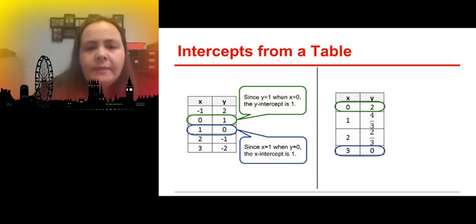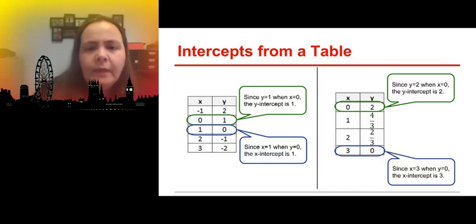Now, when we look at the next table, we're going to locate where our zeros occur. So the green circle is showing us when x equals 0, and the blue circle is showing us when y equals 0. And when x equals 0, y equals 2, so the y-intercept is 2. And when y equals 0, x equals 3, so the x-intercept is 3. In tables, you may not always have your zeros shown, and later we'll learn how to continue the pattern in a table and find those zeros. But for now, we'll be looking at tables that either have the intercepts there or they don't.